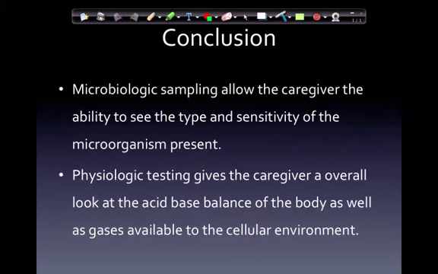Microbiological sampling allows the caregiver the ability to see the type and sensitivity of the microorganism present. Physiological testing gives the caregiver an overall look at the acid-base balance of the body, as well as gases available to the cellular environment.